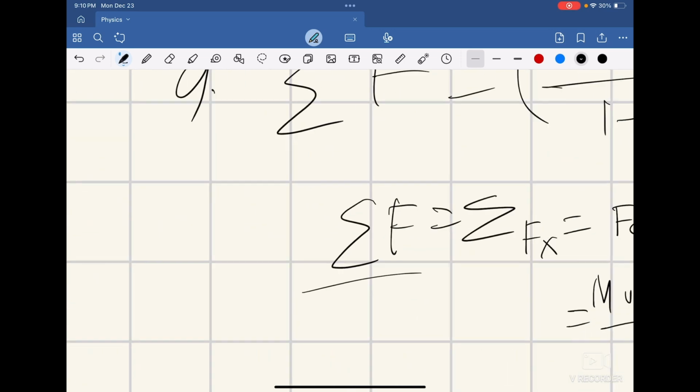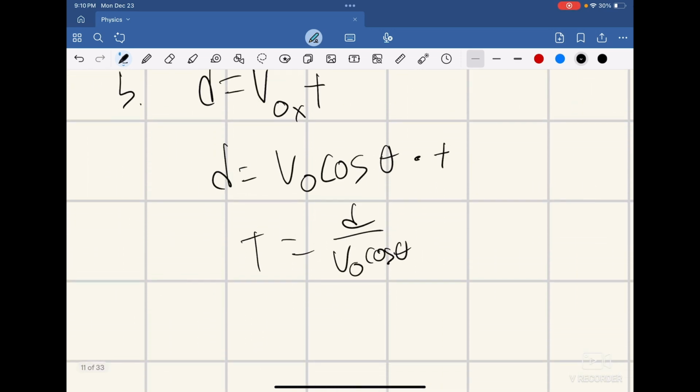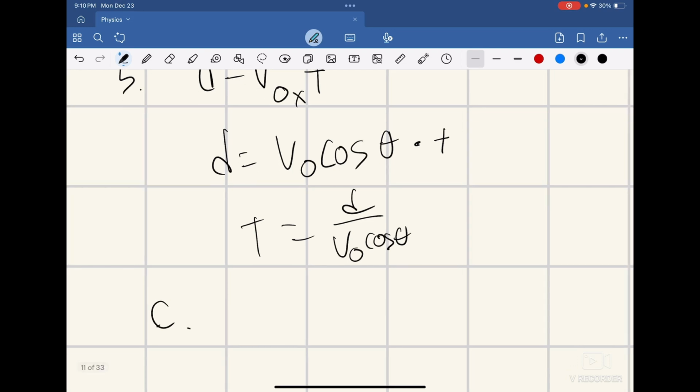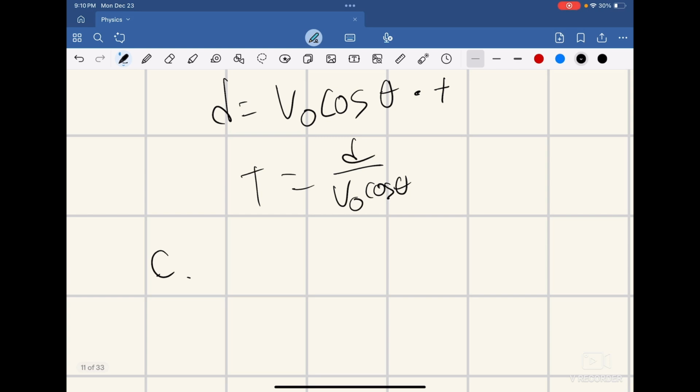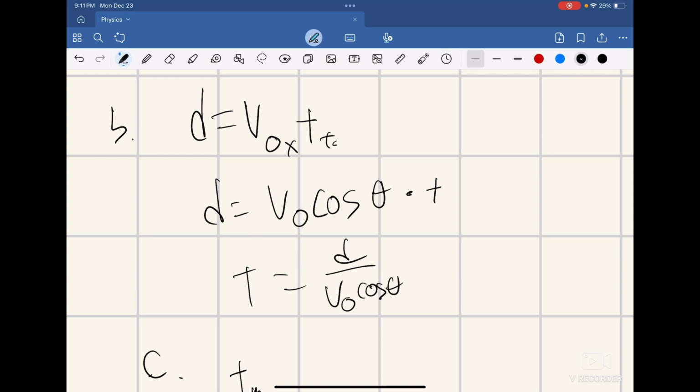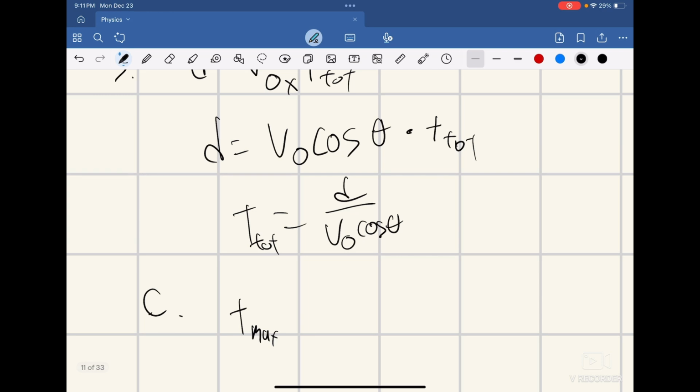So for part C, we are asked, given data, how long does it take to reach the maximum height? So we're trying to find the time to the maximum height. I should denote this differently: this is t for total distance, so we'll put t total, because we'll use that later on.